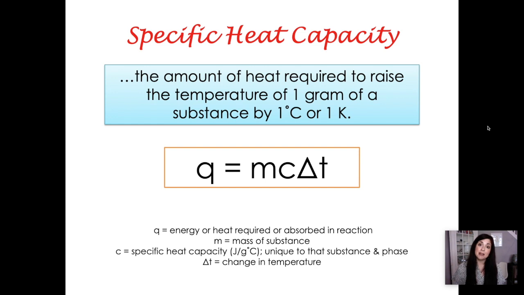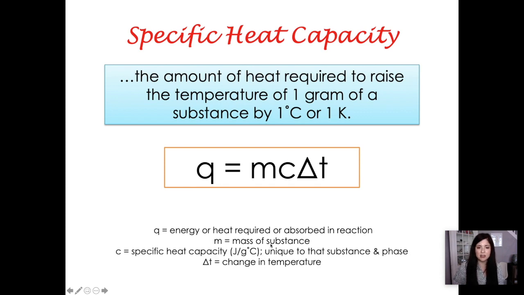M is the mass of the substance. So of course, it's going to take a lot more heat to raise the temperature of the ocean than a glass of water. And that's because the ocean is much larger. So we do need to have a unit of amount in there, and we use the mass in this case. C is the specific heat capacity, and the specific heat capacity has very specific units, and the units for this value are joules per gram degree Celsius.